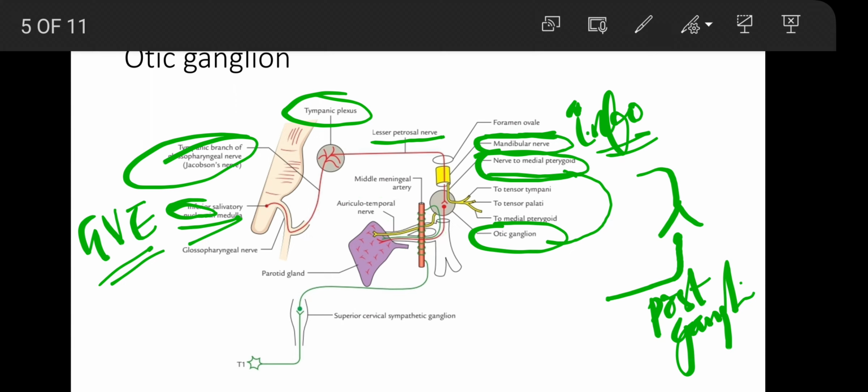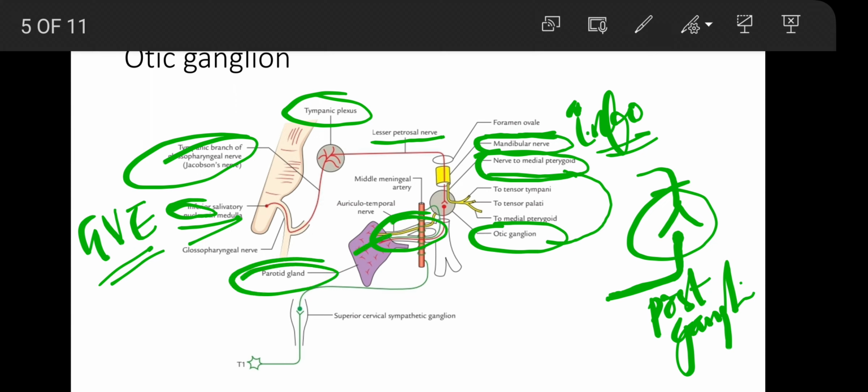So now tell me, what is the preganglionic nerve fiber here? The glossopharyngeal nerve. The information is handed over to the otic ganglion. From there, the postganglionic nerve fibers arise and travel via the auriculotemporal nerve to supply the parotid. Through this pathway, the information is to increase the secretions.